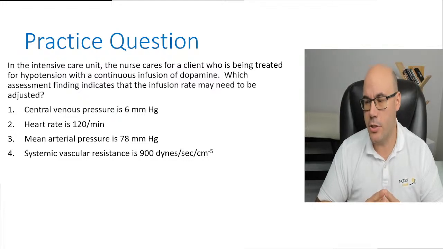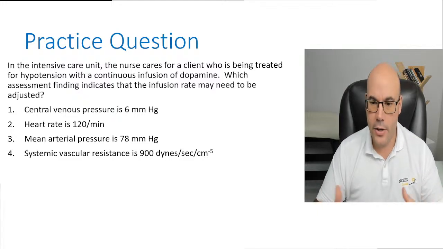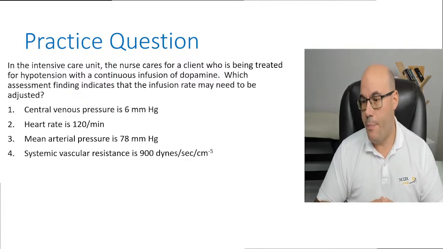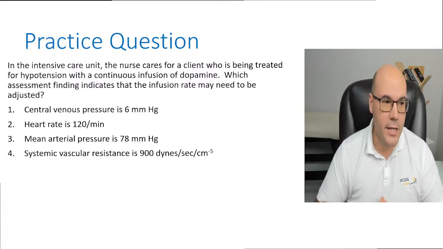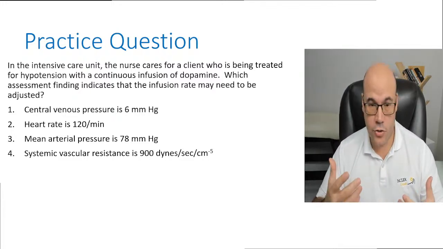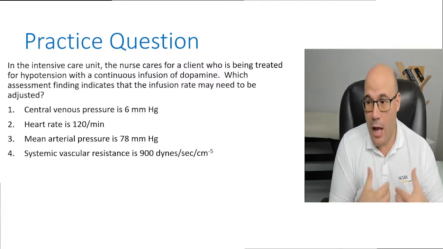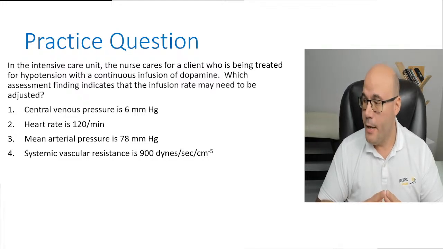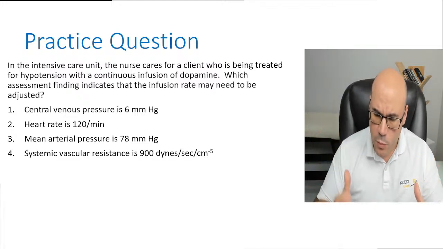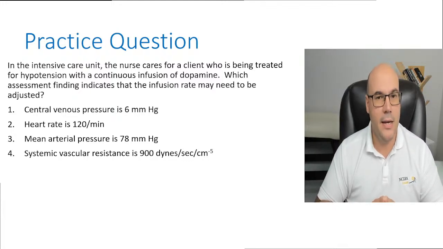As you can see in this question, we're dealing with a patient in ICU. The nurse is providing care to the patient in ICU. The patient is hypotensive and is receiving a continuous infusion of dopamine. Basically, you want to think now: what drug category is this medication? Dopamine, what is its effect? How can it help the patient with hypotension? And then it says, which assessment finding indicates that the infusion rate may need to be adjusted.